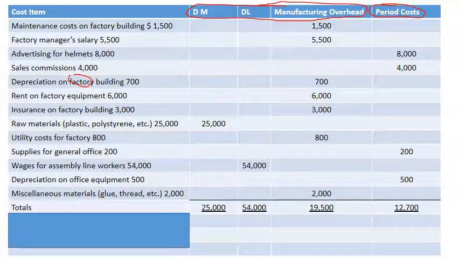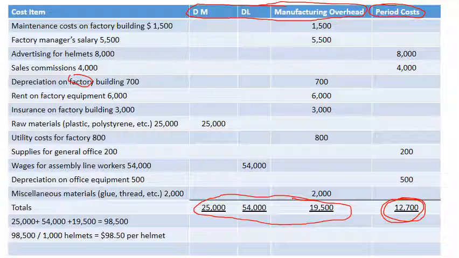So we have direct materials of 25,000, direct labor of 54,000, and overhead of 19,500. So these together would be our product costs, and this would be our general selling and administrative costs. So when we go to figure out the cost of the product, we're going to add direct materials, direct labor, and overhead. That gives us a product cost of $98,500. And if that's the cost of producing 1,000 helmets, we have a per unit cost of $98.50 per helmet.